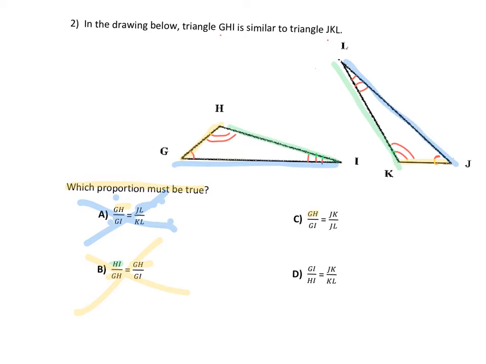Okay, GH, yellow. GI, blue. JK, yellow. And then JL, blue. That looks right, doesn't it? Let's go ahead and check the next one just in case, though. GI, it's already wrong. HI, green. JK.